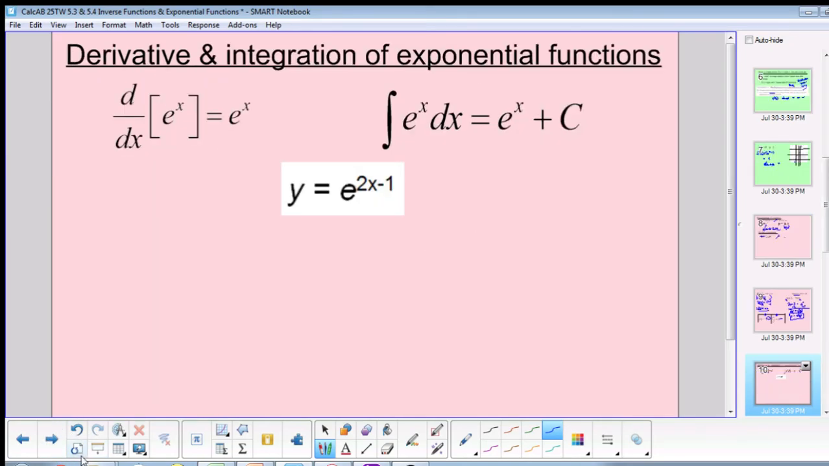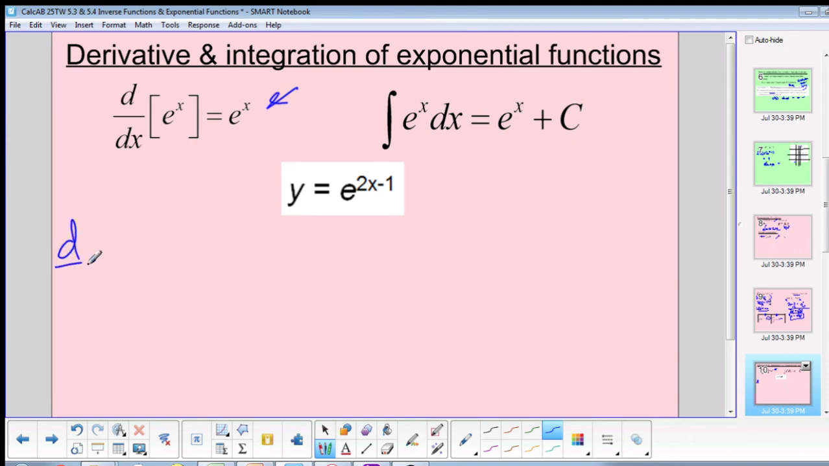All right. Rules for differentiation and integration. I think I've said this in class before, I just haven't said it officially. The derivative of e to the x is e to the x. It's exactly what it is. And the integration of e to the x is going to be e to the x plus c. So it stays the same. I'm going to take this function right here. I'm going to take the derivative and integral of it.